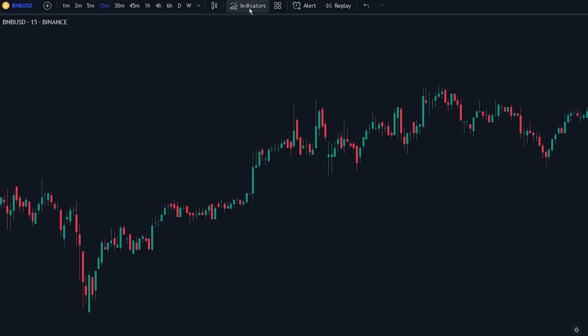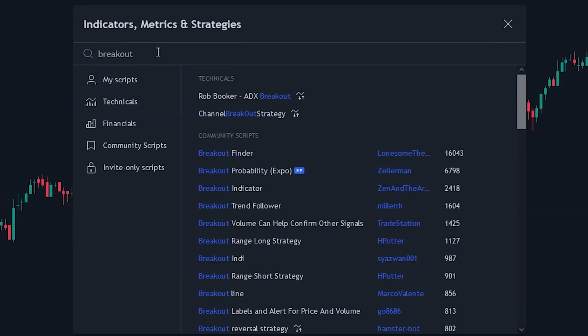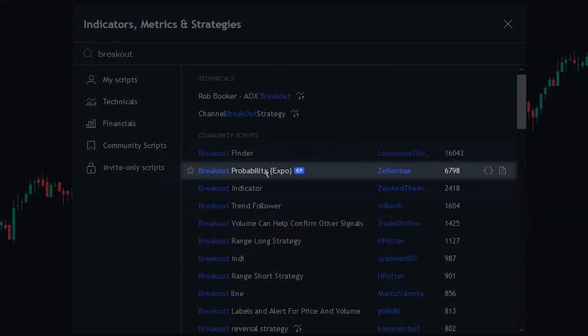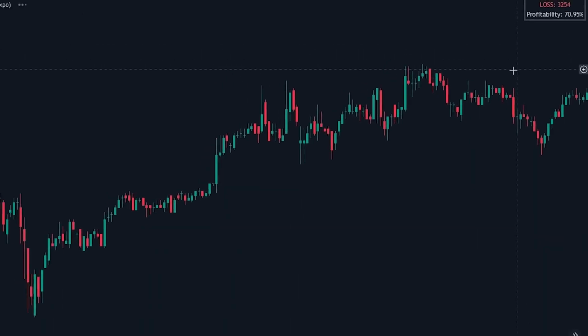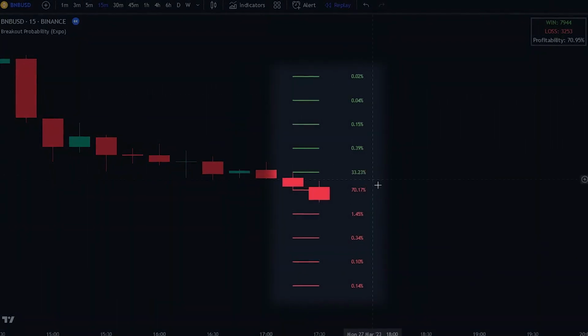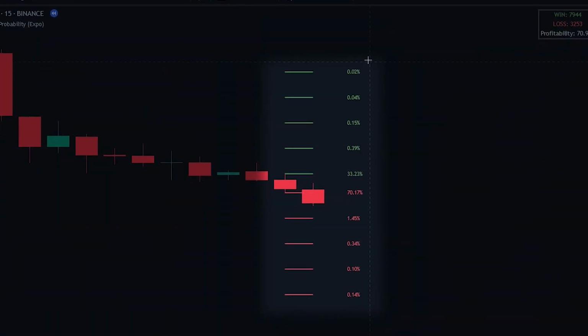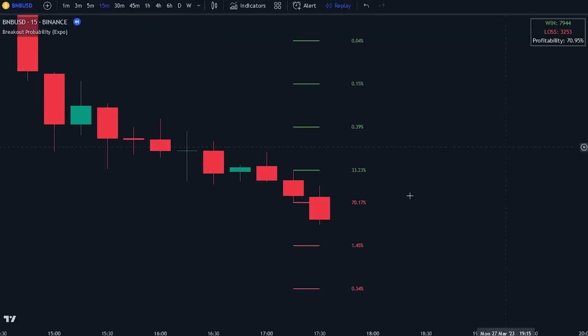To do this, head over to the Indicator Search tab and search for the Breakout Probability Indicator. Select the indicator made by Zierman and add it to the chart. It's important that we first understand how the indicator works. As you can see, the indicator plots levels on the chart along with the chance of the level being hit. So in this case, we can see that there was a 70.17% chance that the candlestick would reach this level. And as you can see, the level was indeed reached.